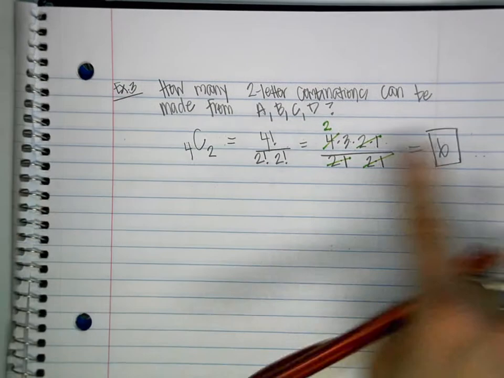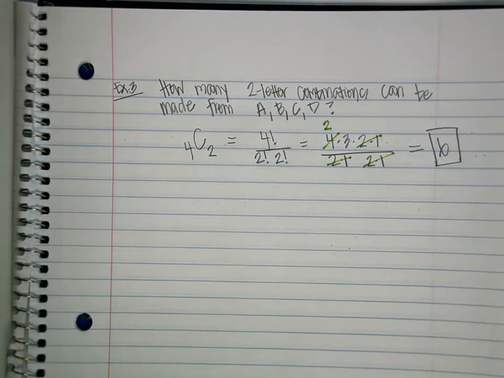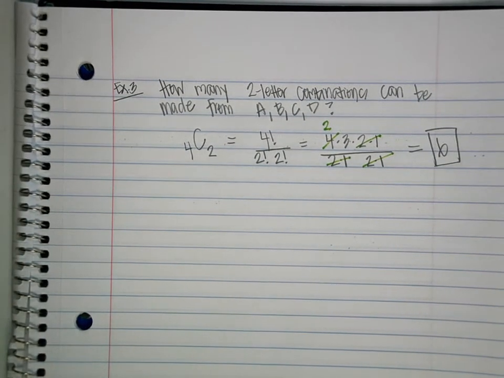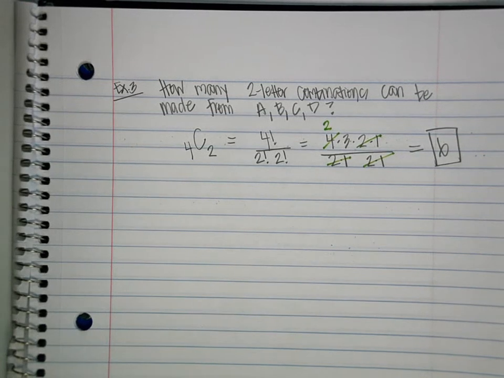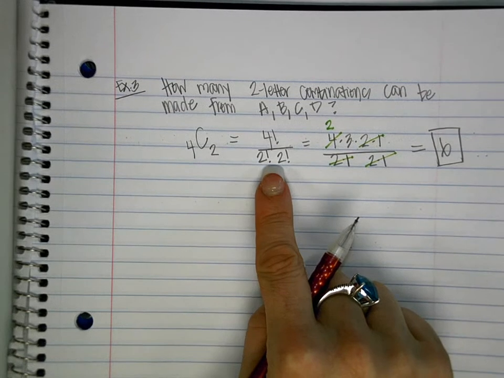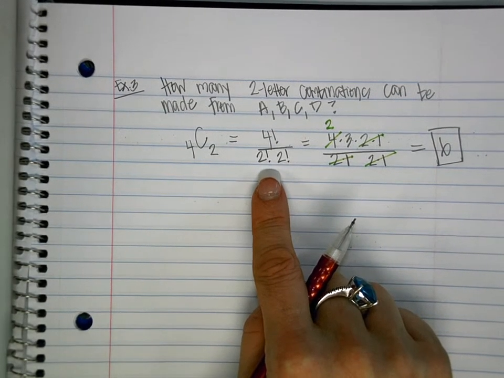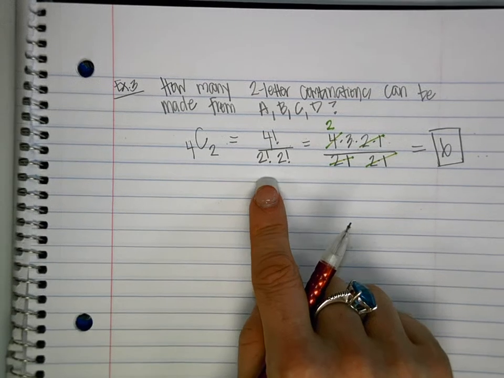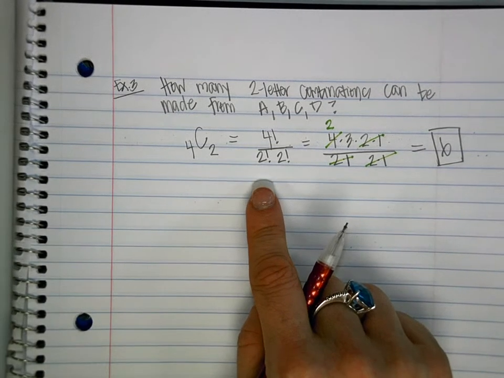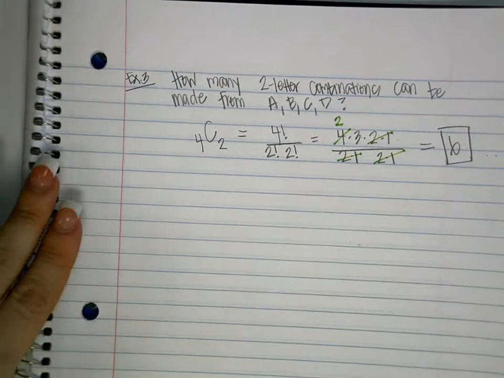We do multiply them together, but you want to reduce first. It's easier to reduce first. Otherwise, you have big numbers divided by another big number. So it's easiest if we can reduce and you don't have to multiply quite as much.